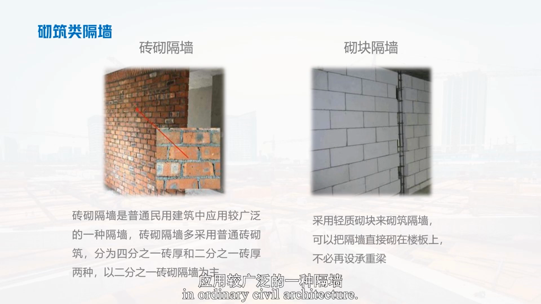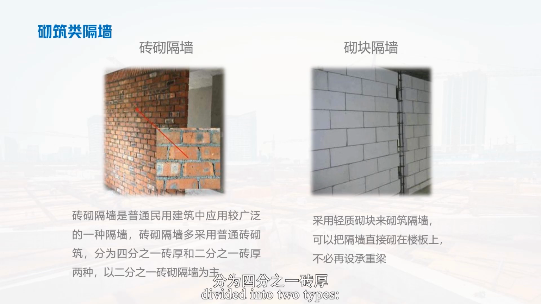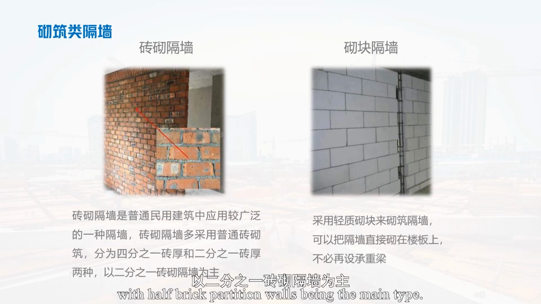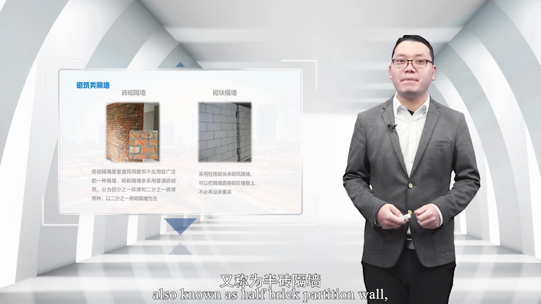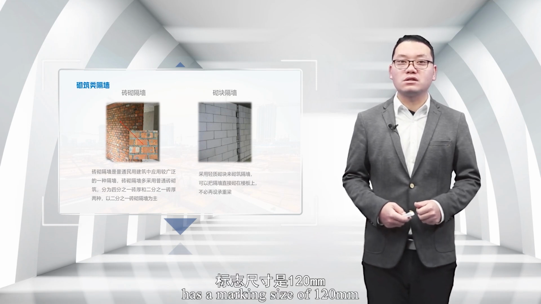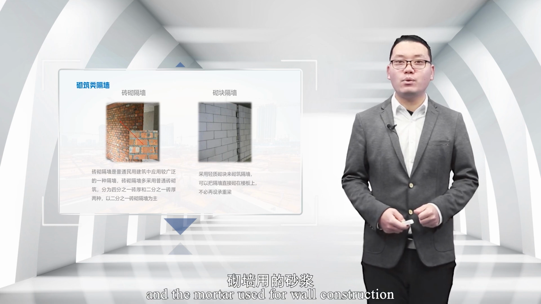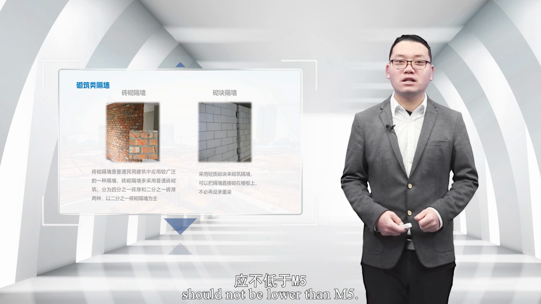In ordinary civil architecture, brick partition walls are mostly constructed with common bricks, divided into two types: quarter brick thickness and half brick thickness, with half brick partition walls being the main type. Half brick partition wall has a marking size of 120 millimeters, and the mortar used for wall construction should not be lower than M5.